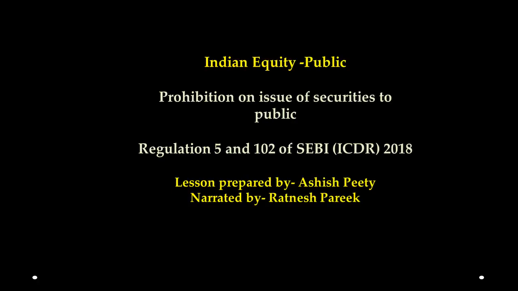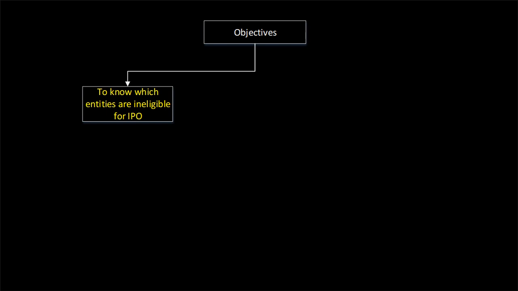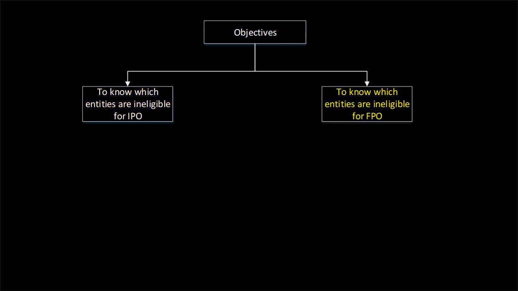Hello friends, in this video we will discuss what is a public issue and in which circumstances a company cannot issue its securities to the public. In particular, the objectives of today's class are to know which companies are ineligible for bringing an initial public offer (IPO) and to know which companies are ineligible for bringing a further public offer (FPO).